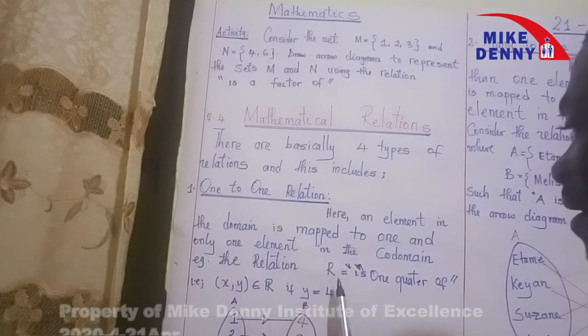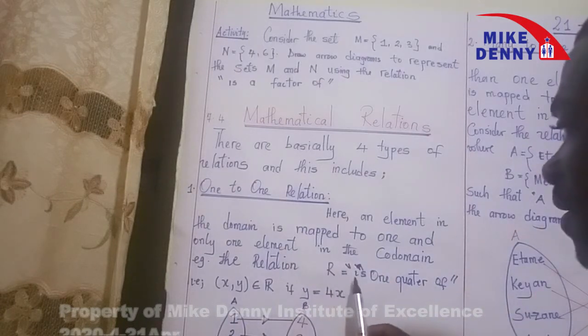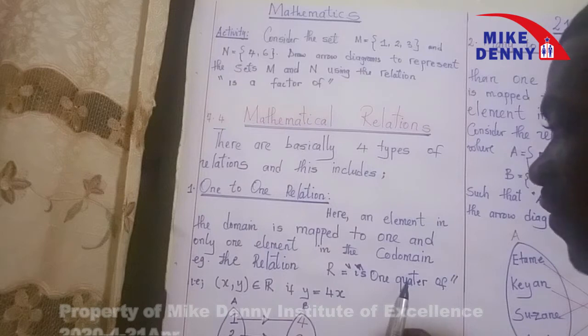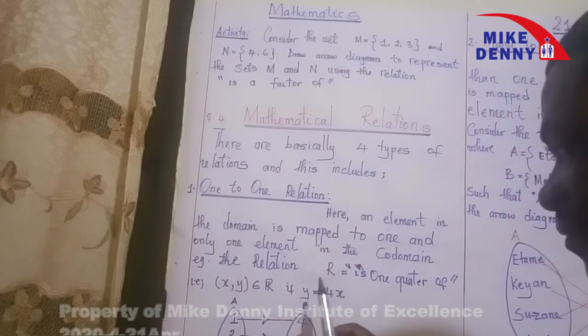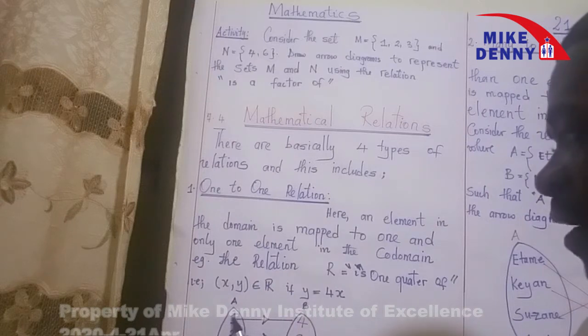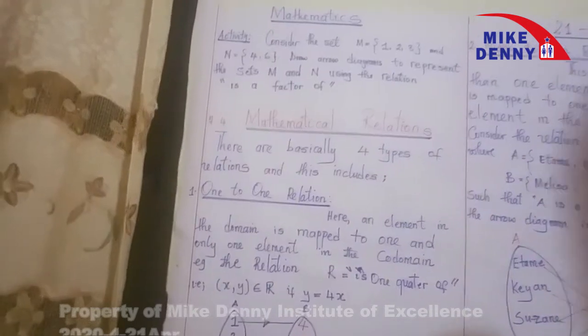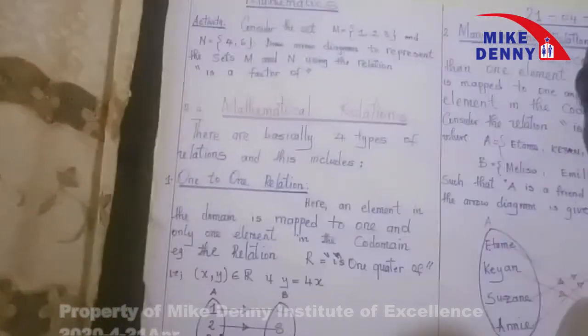An example on that is we have a relation is 1/4 of, that is my relation, is 1/4 of. So you are saying that if y is equal to 4x, then discover that x is y over 4. This is my domain. The first oval shape is my domain.